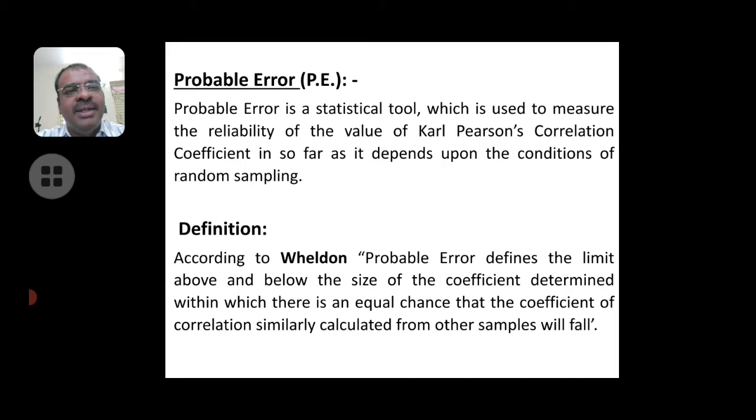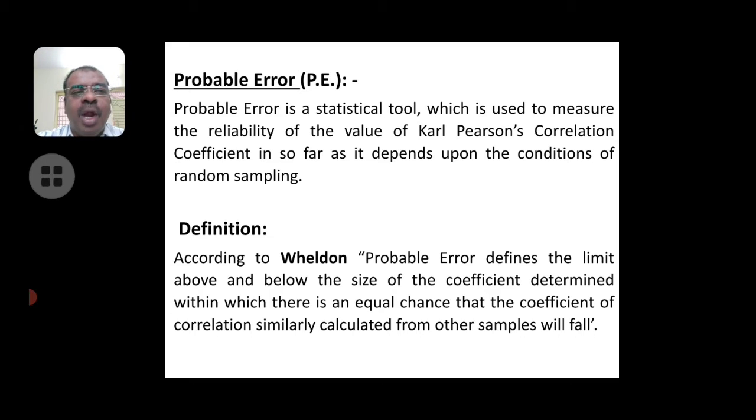Probable error is a statistical tool which is used to measure the reliability of the value of Karl Pearson's correlation coefficient insofar as it depends upon the random sampling. So we have tried to understand in session 4 and 5 how to calculate Karl Pearson's coefficient of correlation under the direct method and the indirect method, that is shortcut method or assumed mean method. Now, how far is this correlation valid? How far is it significant is what we will be trying to understand with the help of probable error.